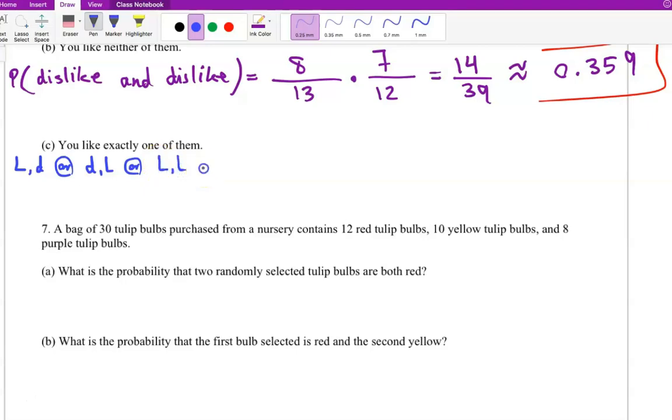Like, like, dislike, dislike. And it's asking for exactly one of them. You like exactly one of them. So we have exactly one, you like that, and exactly one, you like that one. This is not exactly one because we have two likes. And here we don't have a like. So we have two of these.